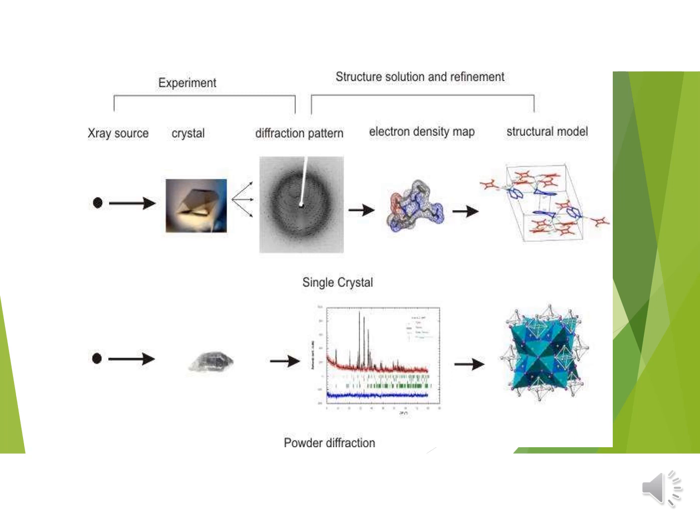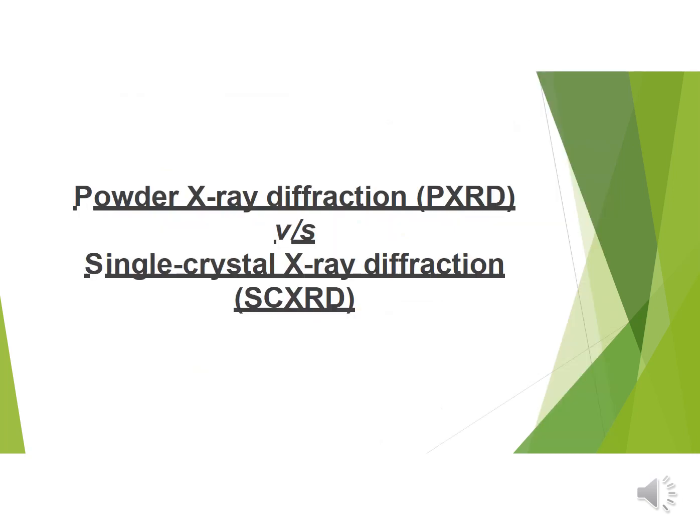While in powder diffraction we will place a powdered sample in the path of the X-ray beam that is coming from the same source, and we will get a graph which upon further refinement and solution will give the structure of the powder sample. Now we will discuss the comparison between powder X-ray diffraction and single crystal X-ray diffraction.